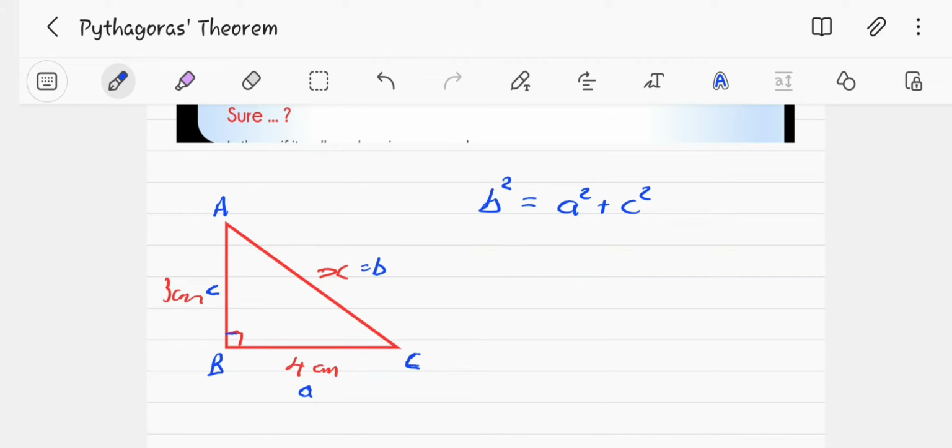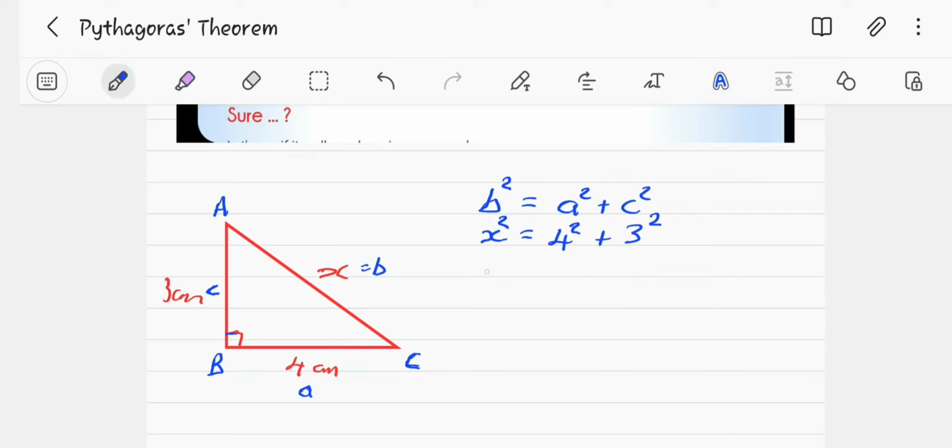And now I fill in the information that I know. My b squared represents what I'm trying to find, which is my x squared, and that is equal to a squared. In this case, a is 4, so that's 4 squared, plus c squared, and in this case, c is 3, so that's 3 squared, right? Now I want to find what x is. I already have x squared on one side, so I just work out the numbers on my right-hand side to find out what x squared is, then I will solve for what x is equal to.